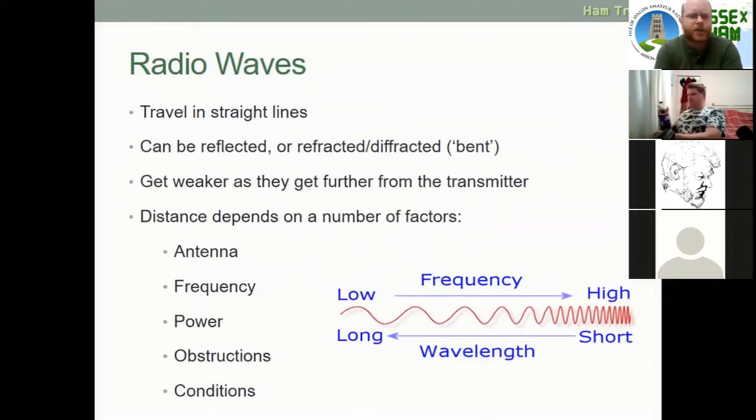Radio waves travel in straight lines, much like light travels in straight lines. It's all part of the electromagnetic spectrum. So it's always a straight line. But again, like light, radio waves can be reflected, refracted, or diffracted, okay, or bent. And we'll go into this a bit more in a bit. They do get weaker as they travel further from the transmitter.